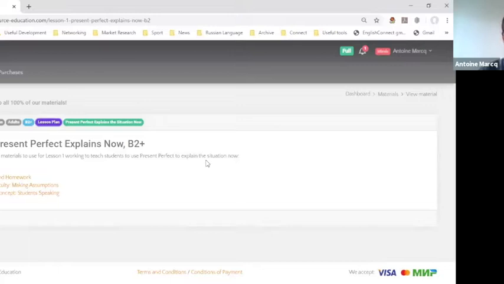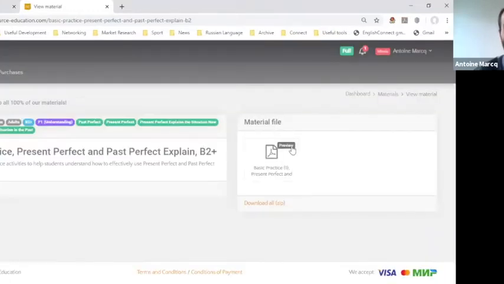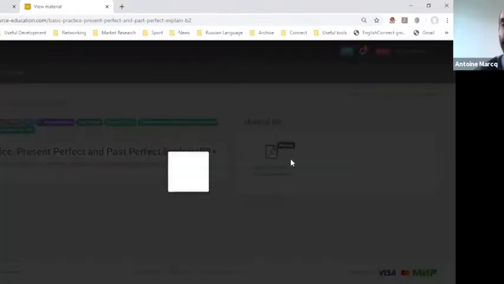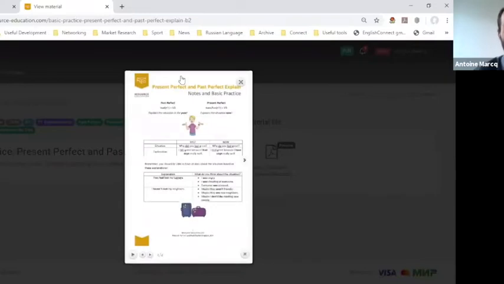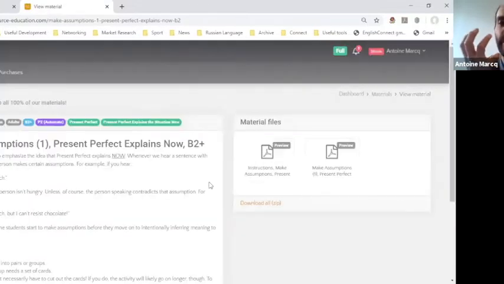So we're going to do exactly that with our students. There's, of course, a second part, a basic practice and homework exercise. These are fill in the blanks, things like that. But I want to show you the most important way for our students to grasp this idea of present perfect explains now. It's the best way for them to understand the whole point of speaking sometimes in present perfect, not in past simple.